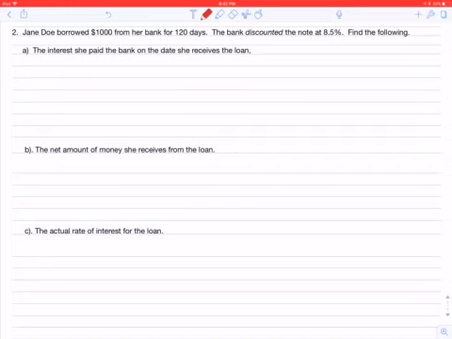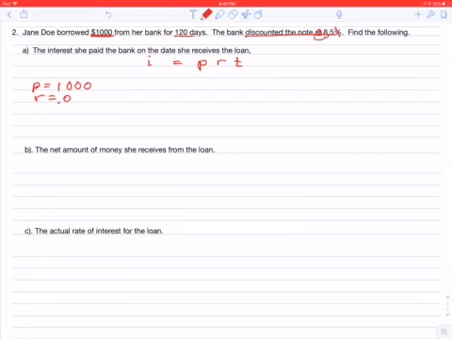So Jane Doe borrowed $1,000 from the bank for 120 days. The bank discounted the note at 8.5%. So to find the interest that she paid on the date she received the loan, I'll use the simple interest formula, where the principal is the money that she borrowed. Well, she borrowed $1,000. The rate, it's 8.5%. We need it as a decimal, so I'll drop the percent sign, either divide by 100 or move the decimal point 2 places to the left, so 0.085. Now it's an annual rate because we're not told otherwise.